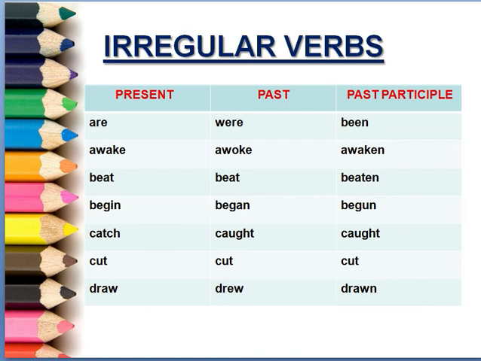Here are some irregular forms of verb. Present, past and past participle. Are, were, been. Awake, awoke, awoke, awaken. Beat, beat, beaten. Begin, began, begun. Catch, caught, caught. Cut, cut, cut. Draw, drew, drawn.